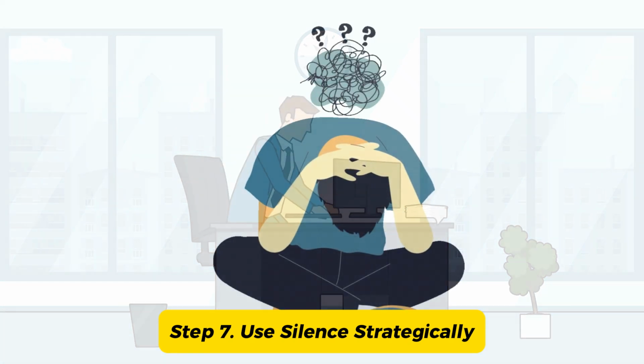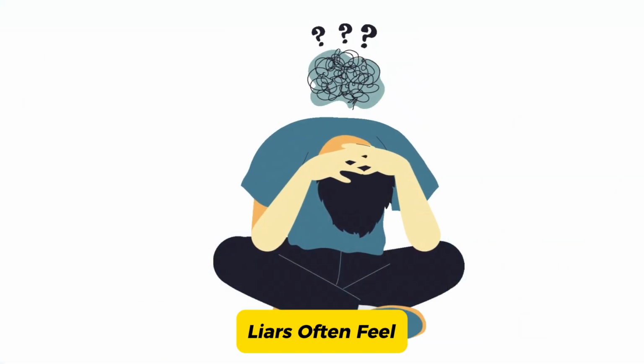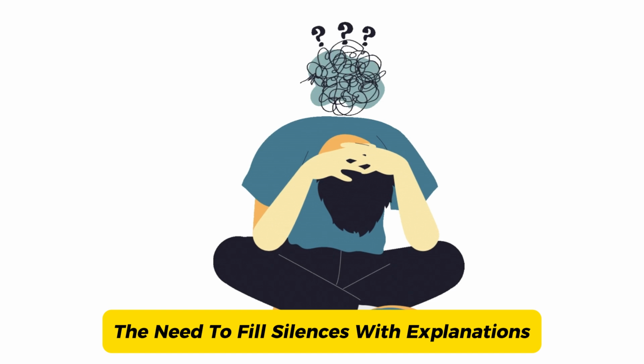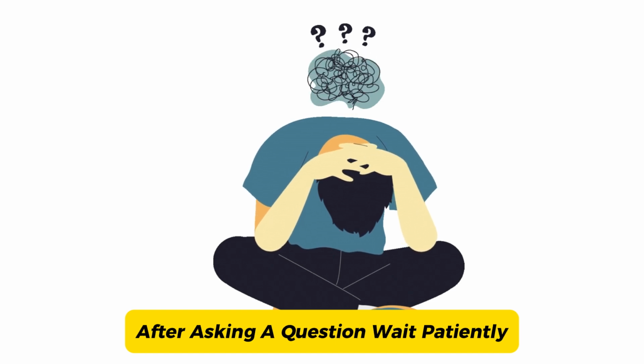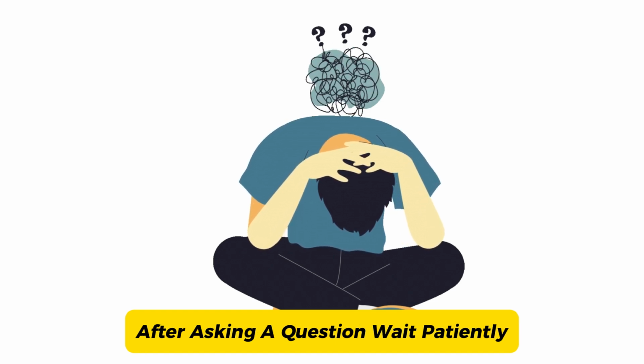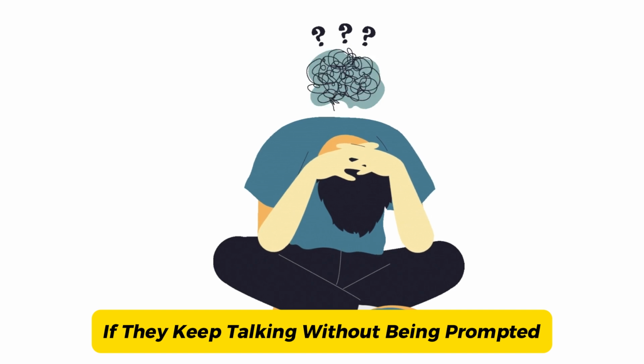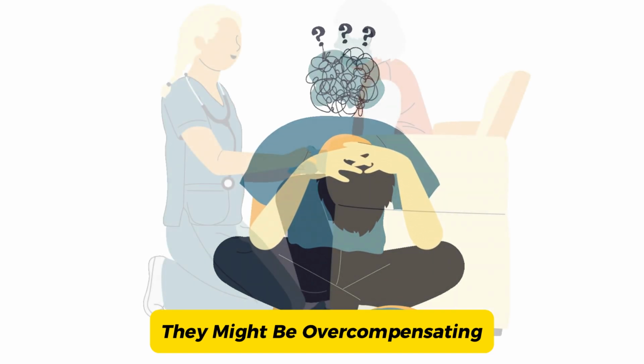Step 7. Use silence strategically. Liars often feel the need to fill silences with explanations. After asking a question, wait patiently. If they keep talking without being prompted, they might be overcompensating.